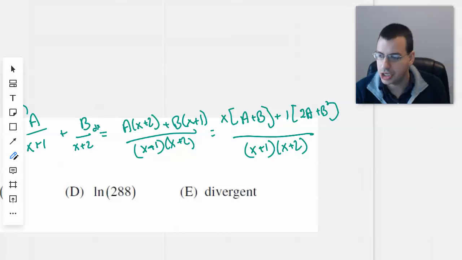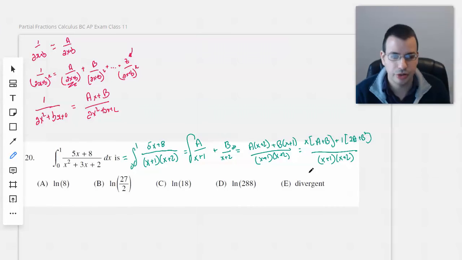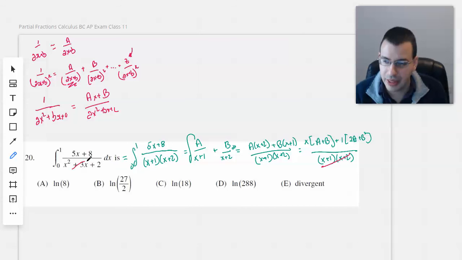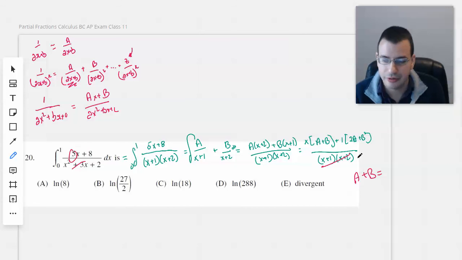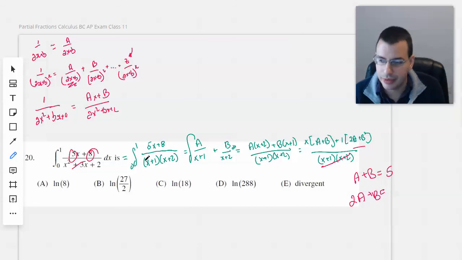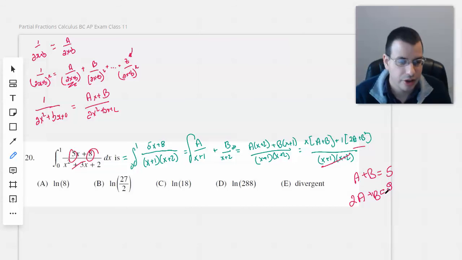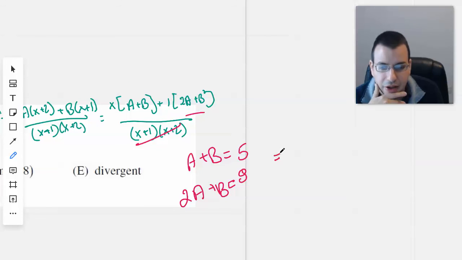And then change color, go to magenta, look at our original. So this cancels and that cancels. And then we have A plus B equals 5, and we have 2A plus B equals 8. And let's see here. We could do, no, keep it simple and just do substitution.